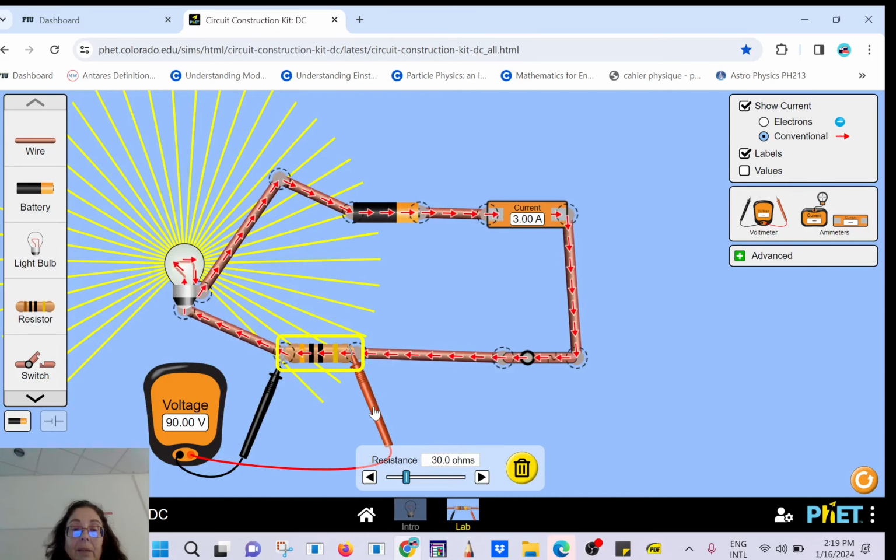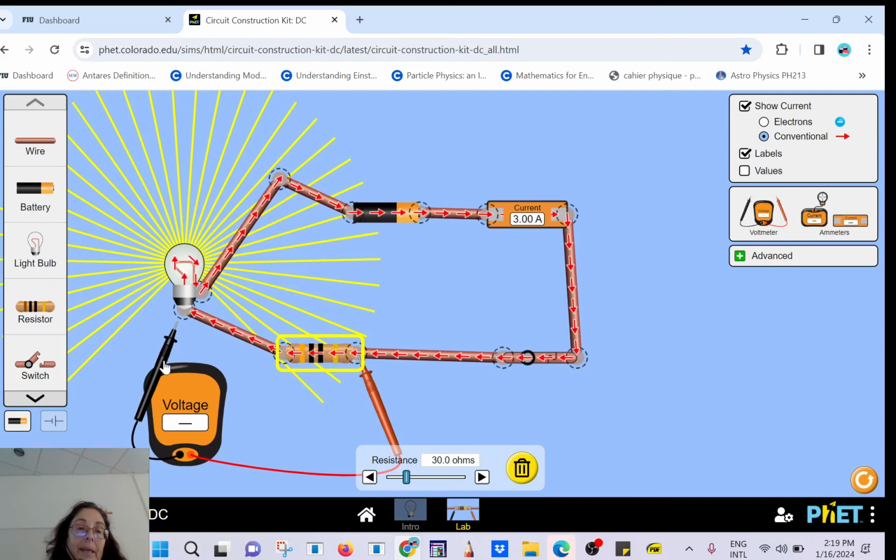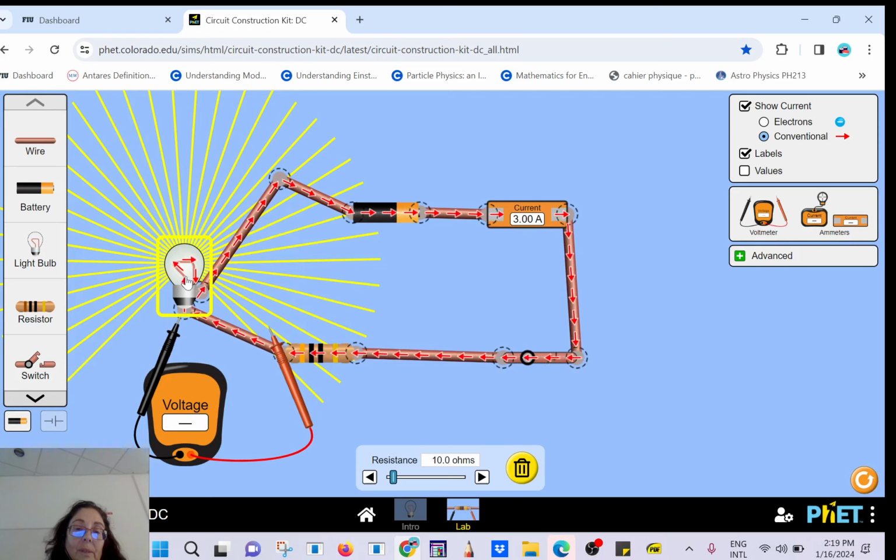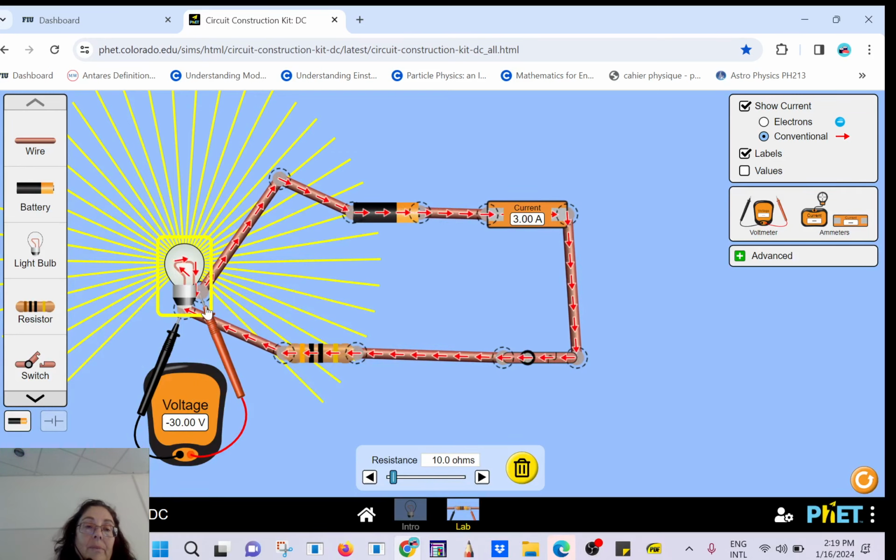So again, here the resistance is 30. 30 times 3 is 90 volts. And then here, you have 10. This is a 10 ohm resistance. I measure the voltage drop, and forget about the minus, because the red is supposed to be on the side of the plus, but 30 equals 10 times 3. That's how it works.